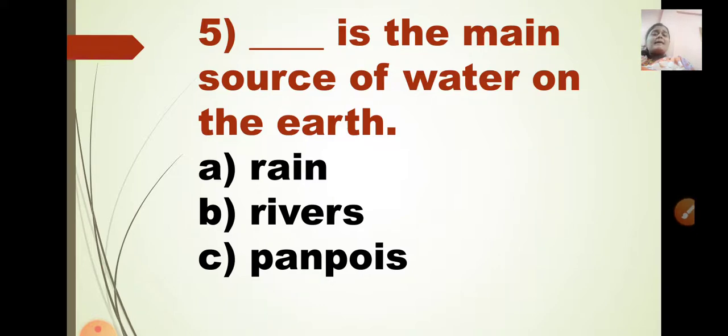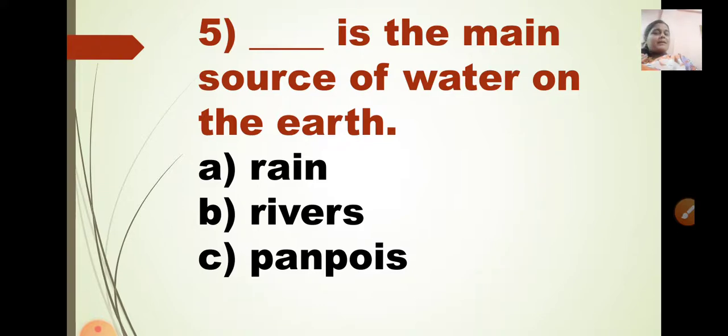Dash is the main source of water on the earth. Means the earth gets water from what? What is the main source of it? A option is rain, B option is river, and C option is panpois. So is it panpois? Is the C option right? No, because it is a drinking water stand. It is not the main source of water.